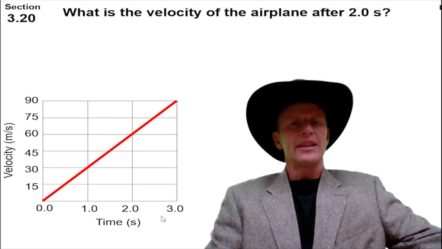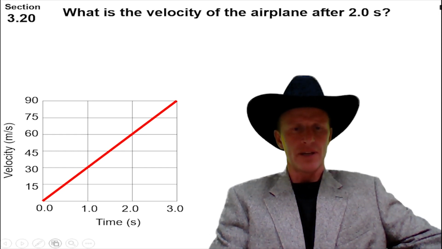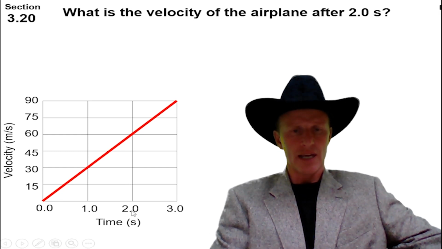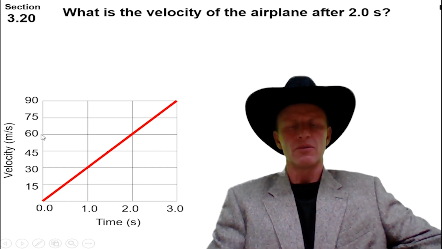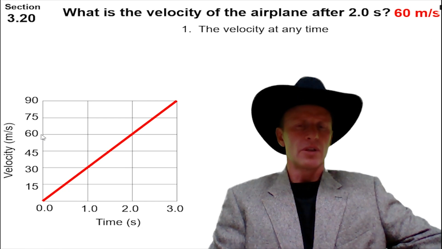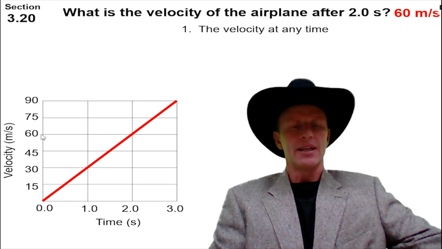What is the velocity of the plane after 2 seconds? Well, when you're asked to find that, you go to 2 seconds, you go straight up and go straight to the left. The answer would be 60. So that's what I am talking about when I say the velocity at any time.